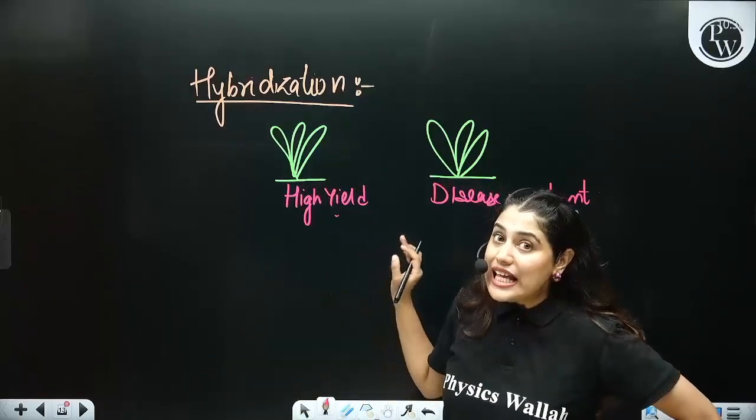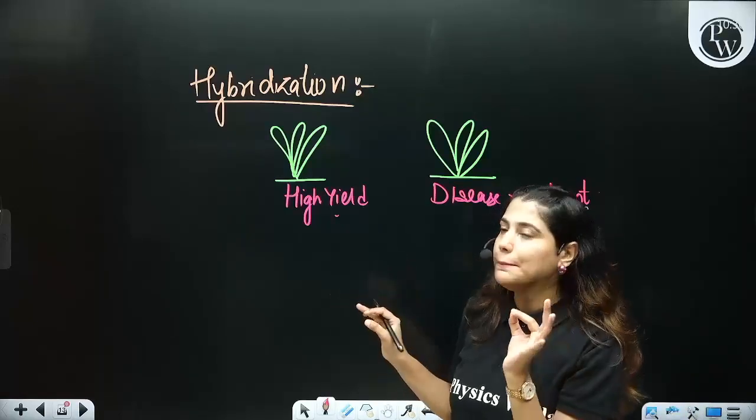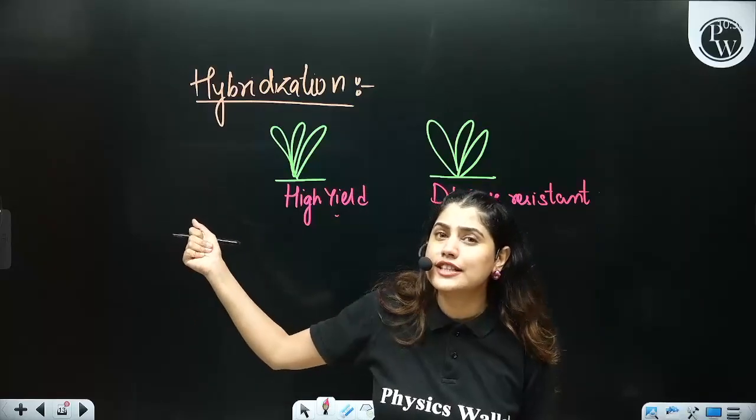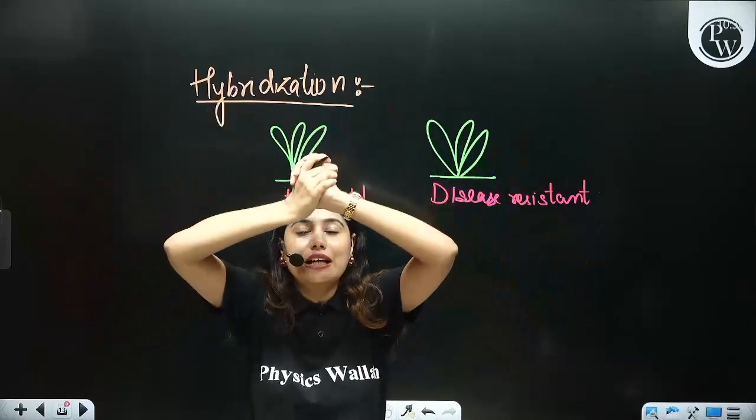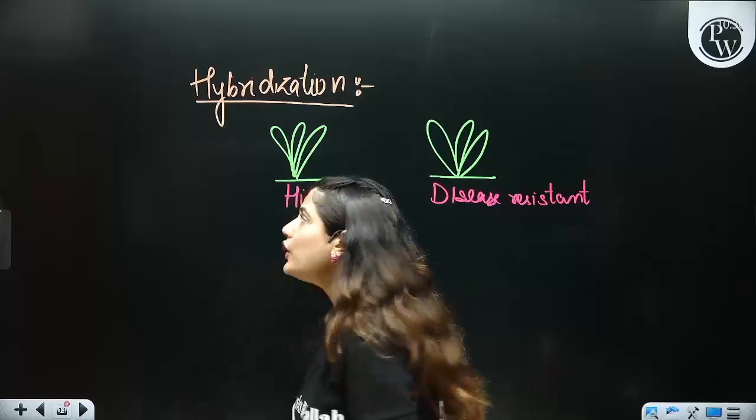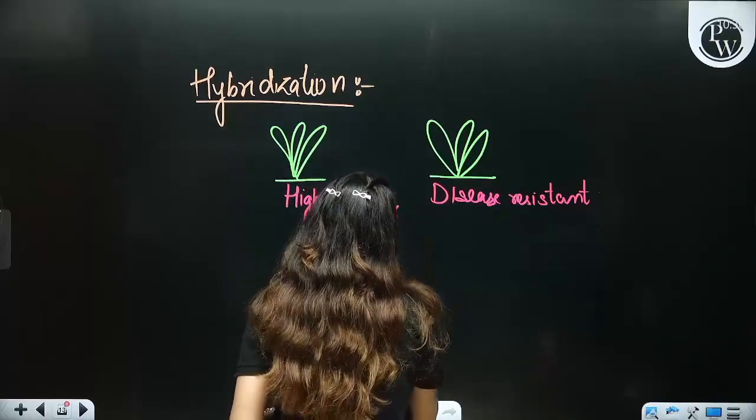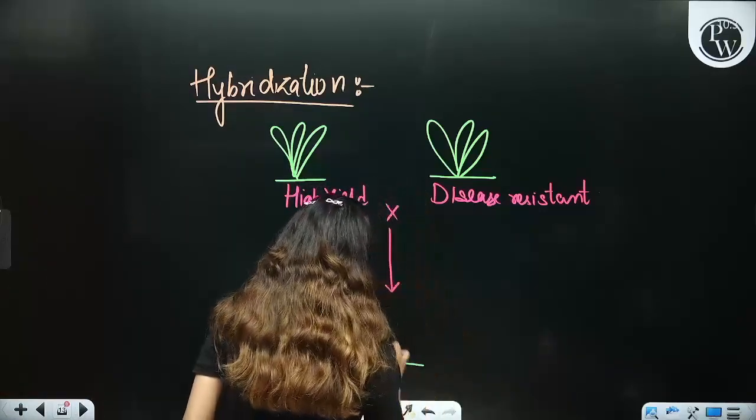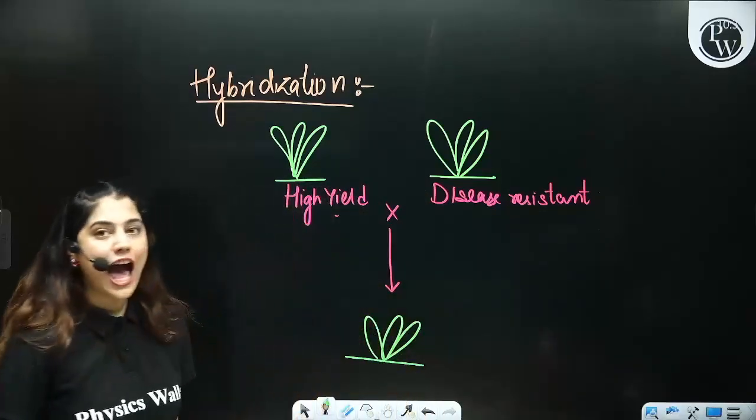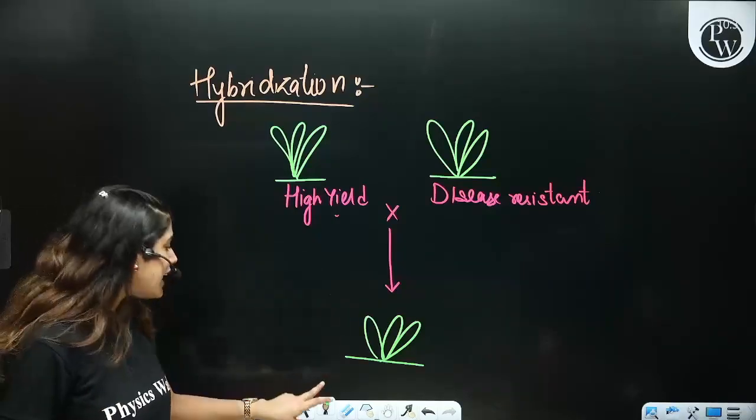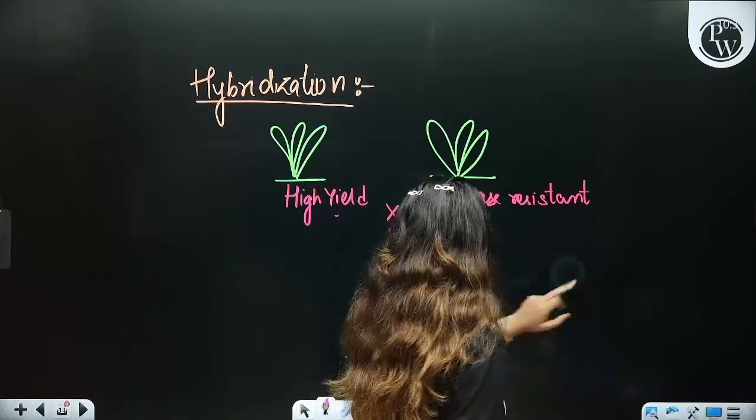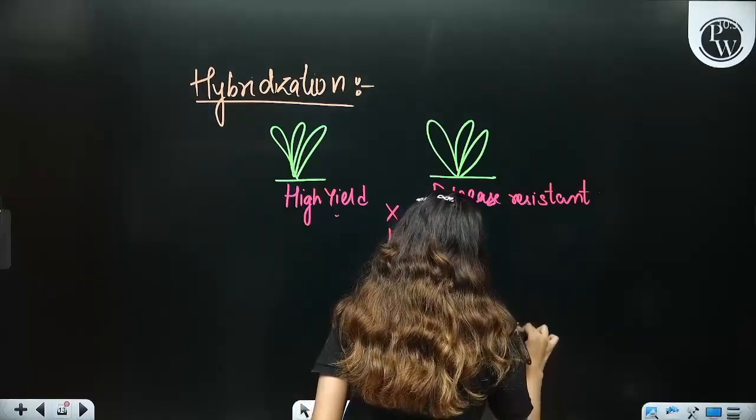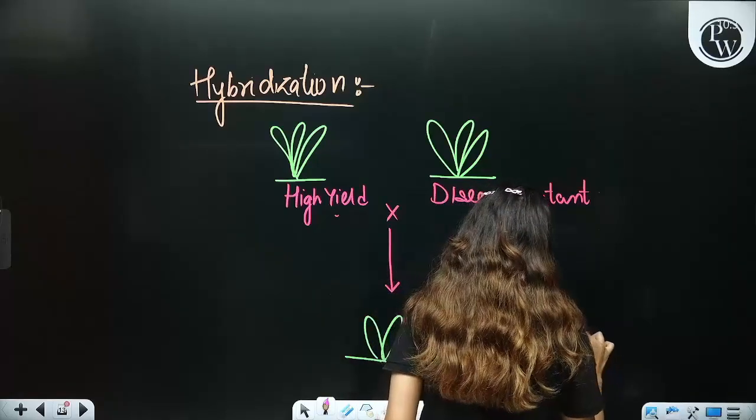By the way, similarly, we want a single plant to have both the characteristics. Why not have a single plant and make it disease resistant as well as high yield? Why not make a plant having both the characteristics? What we're going to do is breed them, right? We're going to make a cross between them, and whatever plant comes will have the characteristics of both. That is, it will be high yield as well as disease resistant.